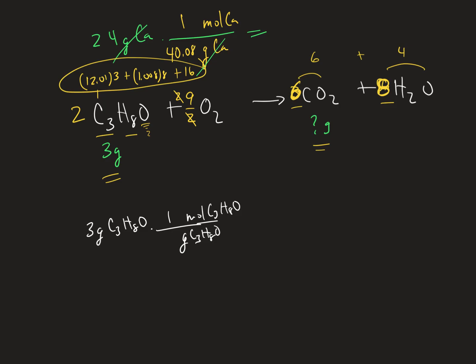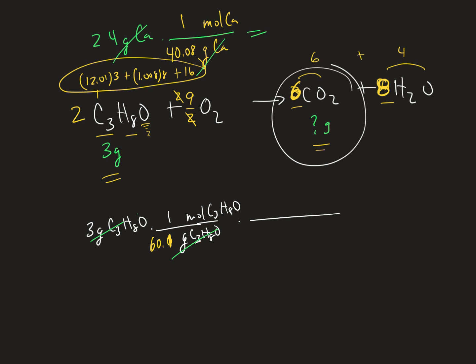Okay. What did you get, Yuli? 60.094. 60.1, good enough? Yeah. All right. So grams goes away. Now we have moles of C3H8O. We're looking for something else. How do we go from moles of something to moles of something else?